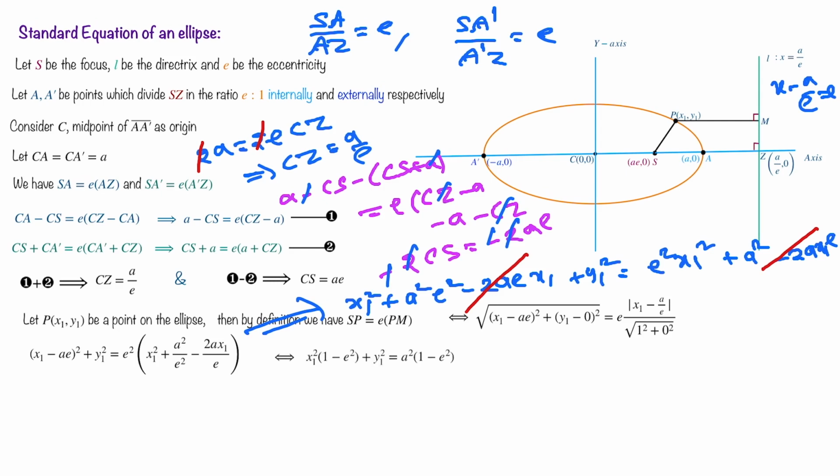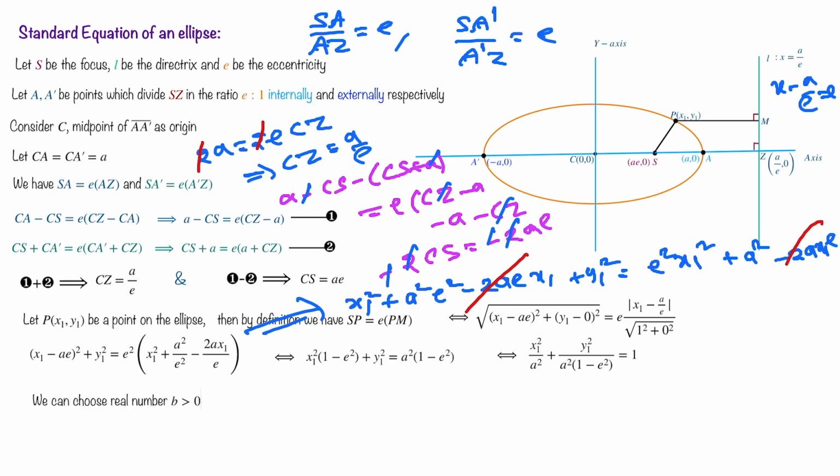Okay, so x1 square minus e square x1 square, I can write x1 square times 1 minus e square, plus y1 square, and this a square e square we are taking to the right side, so we have a square minus a square e square, that will be a square times 1 minus e square. Okay, so if I divide both sides by a square times 1 minus e square, we will have this.